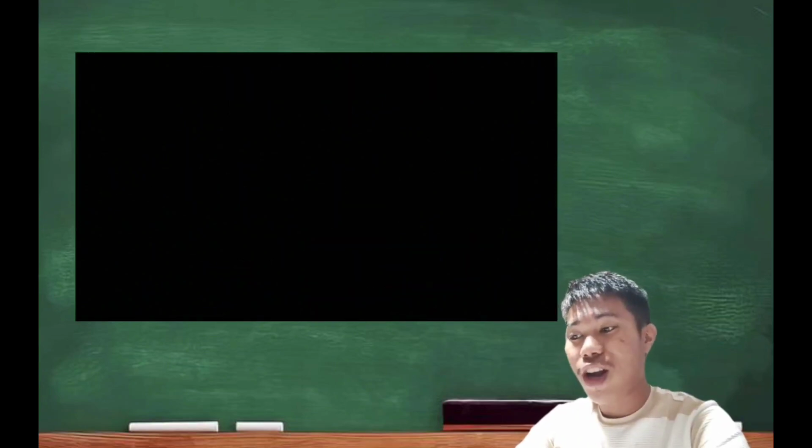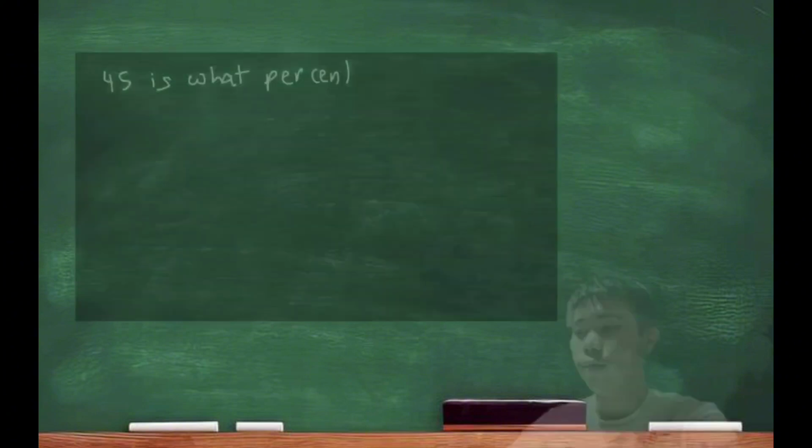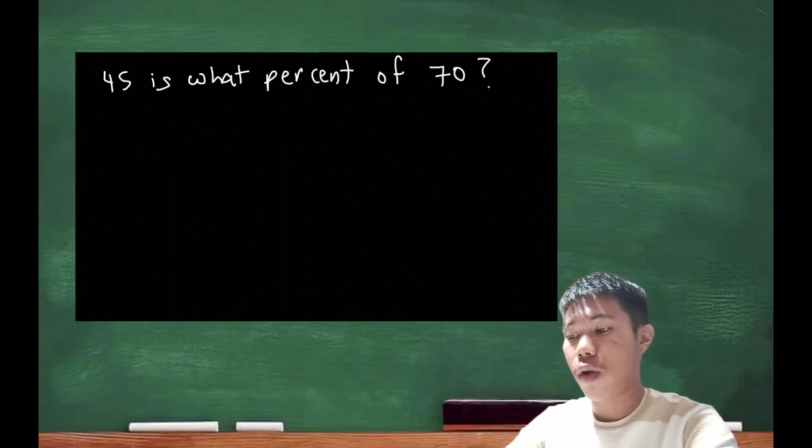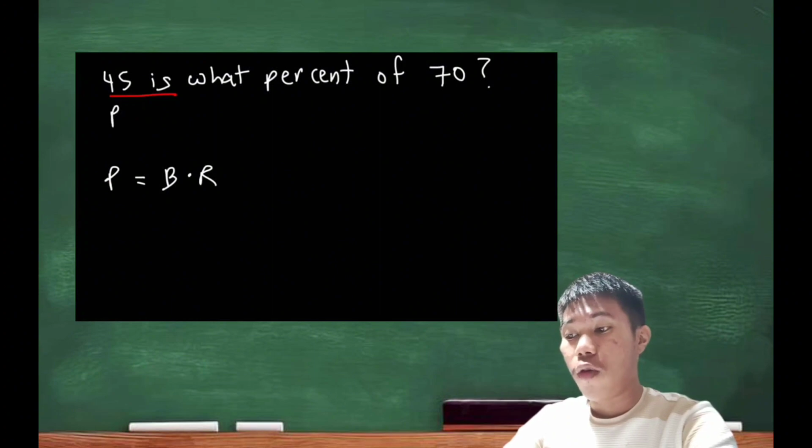Now, let's move on to our next example. 45 is what percent of 70? Go ahead and work on that example. So let's use the same formula again. P is equal to B times R. So what's P, what's B, and what's R in this problem? So P is associated with the word is, 45. So 45 is going to be P. Of is associated with 70. So the base is 70.